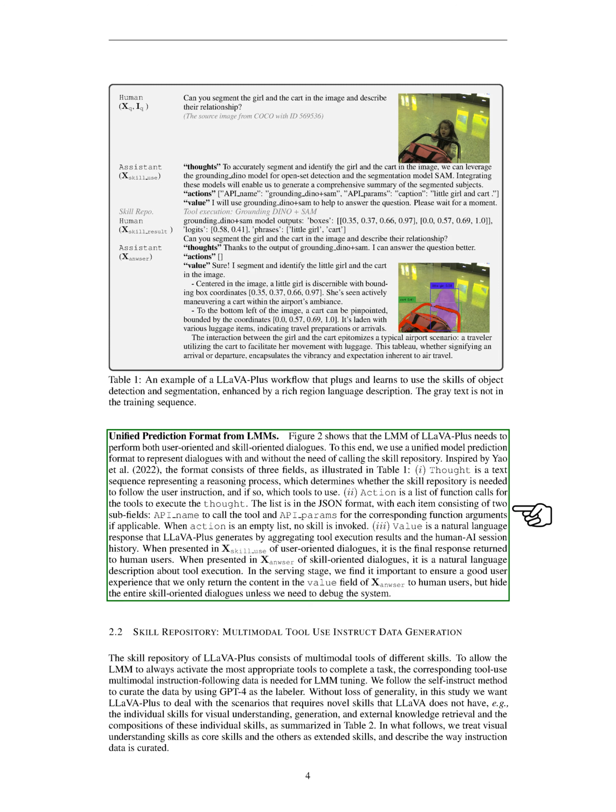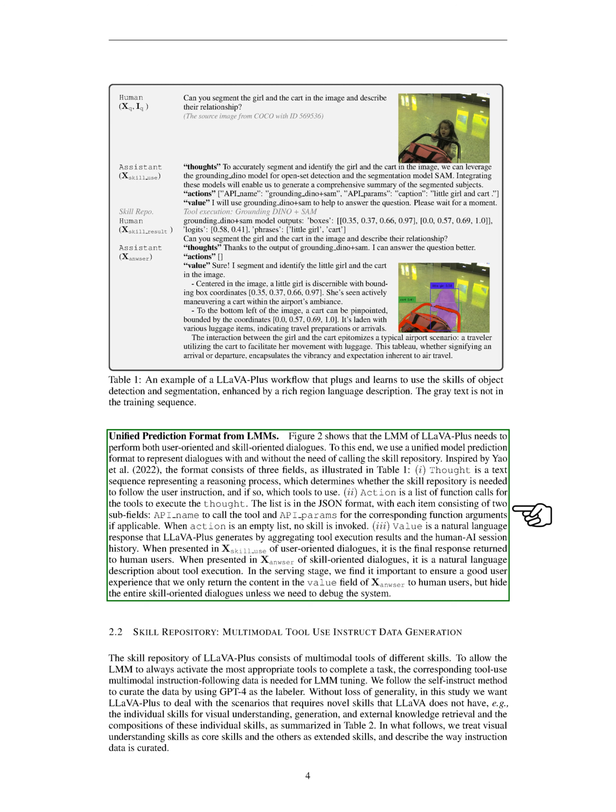LLaVA+ uses a unified model prediction format to represent dialogues with and without the need of calling the skill repository. This format consists of 3 fields. 1. Thought. A text sequence representing a reasoning process, which determines whether the skill repository is needed to follow the user instruction, and if so, which tools to use. 2. Action. A list of function calls for the tools to execute the thought.